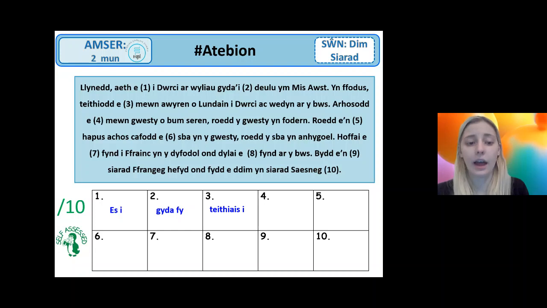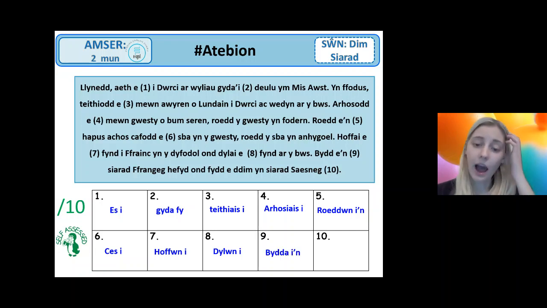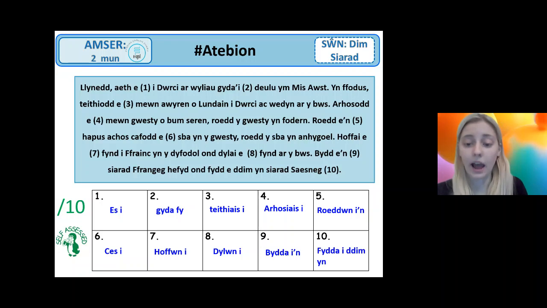Teithiais i, I travelled. Then we have arhosais i, I stayed, for rhif pedwar. Roedd yn un, again going to the conditional tense, imperfect tense, I was. Ces i, I had, for rhif chwech. Hoffai e changes to hoffwn i. Dylai e is dylwn i. Bydd e is bydda i, I will be, and fydda i ddim yn is I will not be.